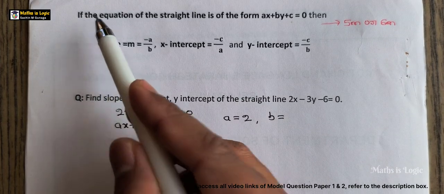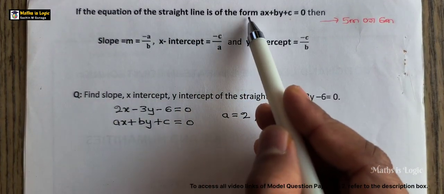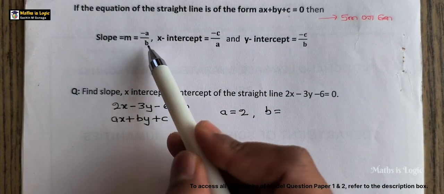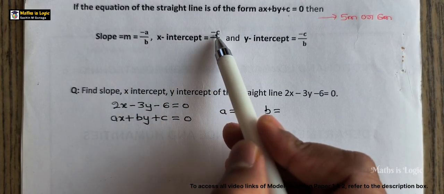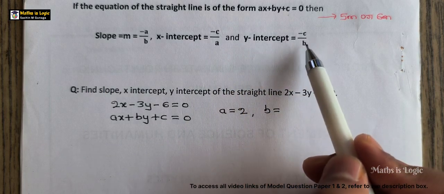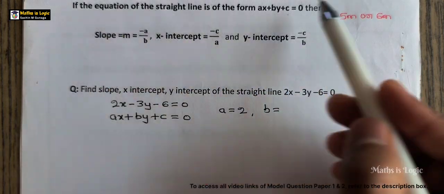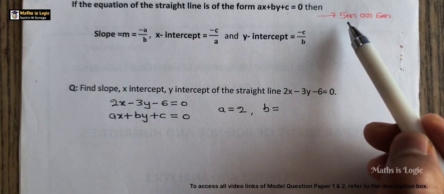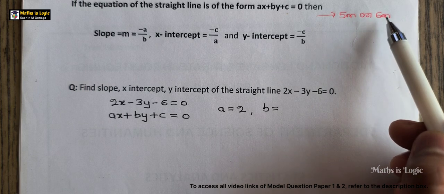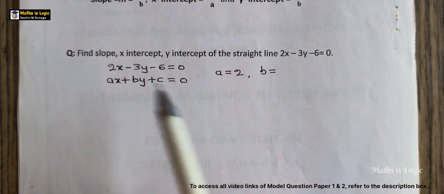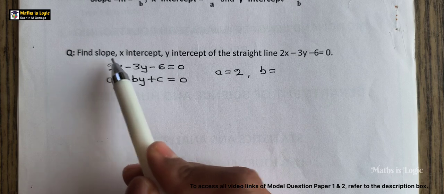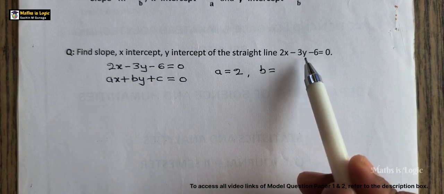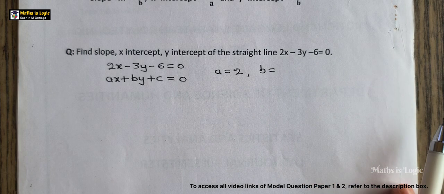So next part. If the equation of the straight line is of the form ax plus by plus c is equals to 0, then the slope formula becomes minus a by b, x intercept is minus c by a, y intercept is minus c divided by b. In annual examination, from this part definitely one question will be there, either for 5 marks or else for 6 marks. This is how they will ask the question. Find slope, x intercept, y intercept of the straight line 2x minus 3y minus 6 is equals to 0.